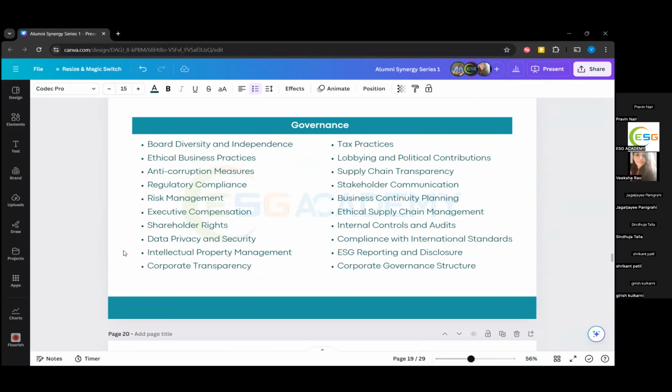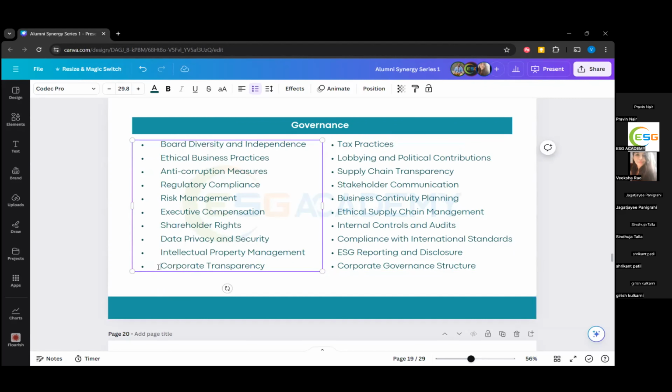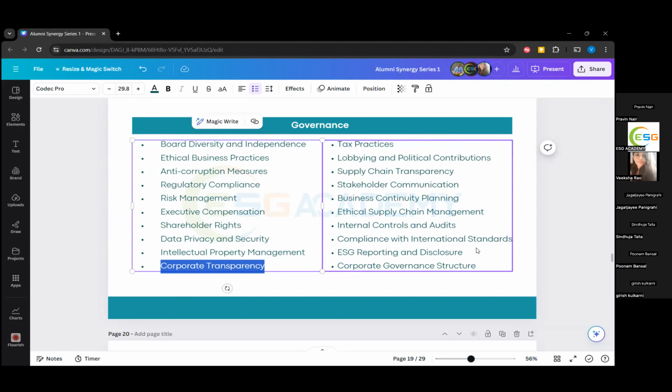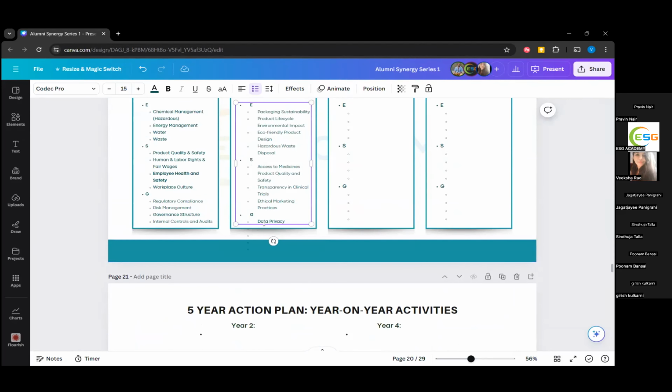Shareholder rights, that will be for investors, no? Okay. So as a customer, what do you think is important? Regulatory compliance also. Transparency in terms of the company offering, corporate transparency, pricing. Ethical compliance. Compliance with international regulatory standards. Regulatory compliance also.